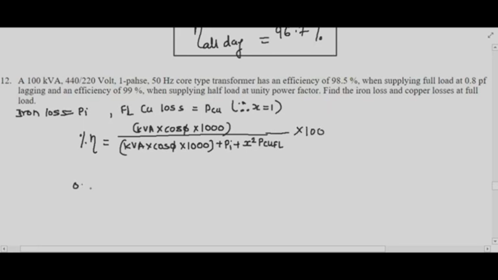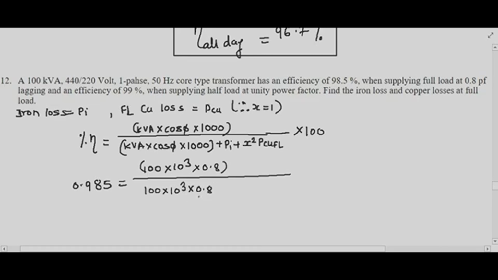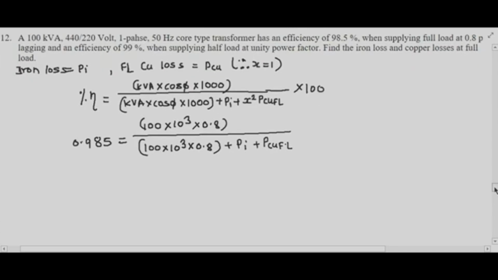So from both sides I will write this as 0.985 equals, what is the kVA? 100 into 1000, means 10 raised to 3, and what is the power factor? 0.8, divided by 100 into 10 raised to 3 into 0.8, plus Pi plus PCU full load. Into 100 I will not write because I have converted it by dividing by 100. So this is your equation number 1.